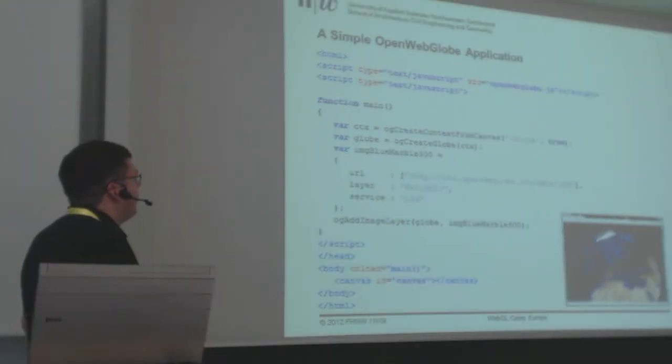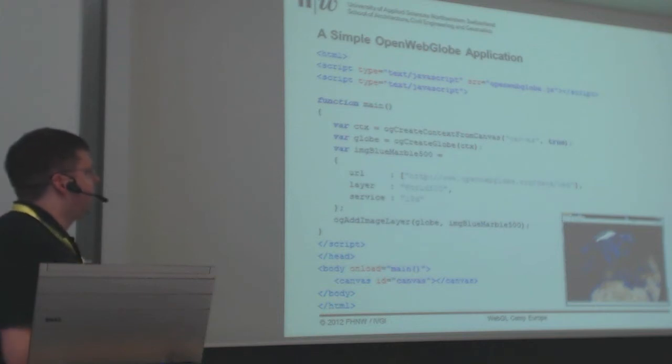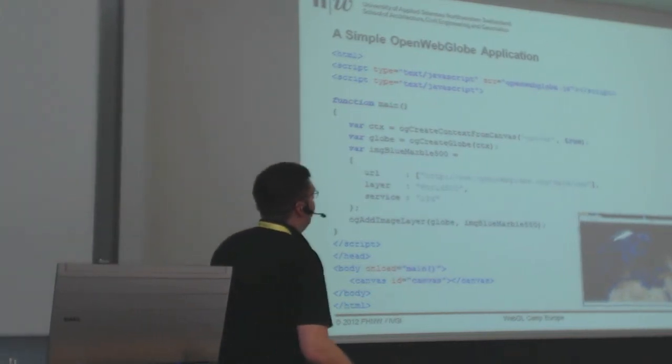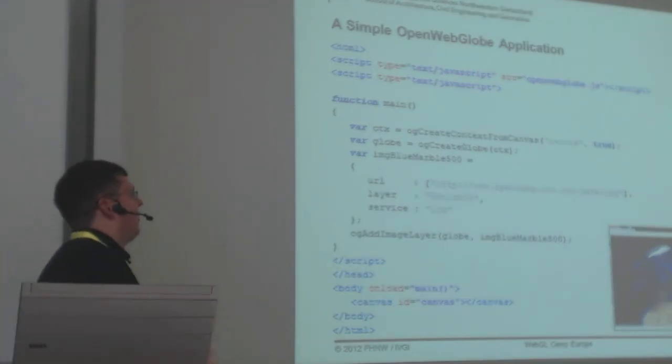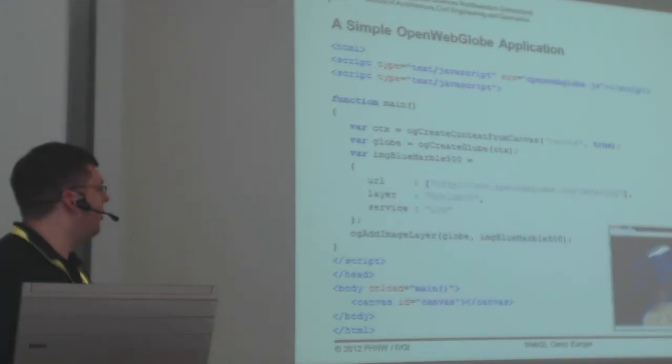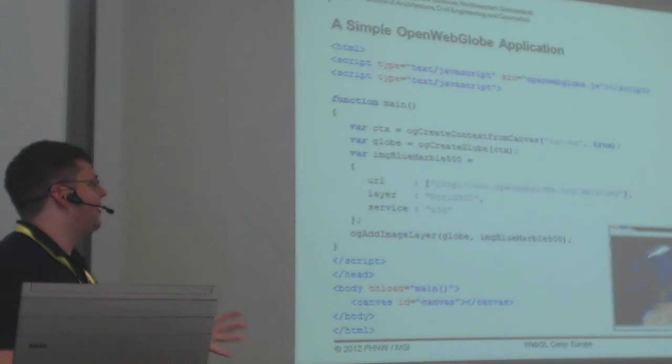All you have to do, I hope you're a bit familiar with that, is create a main function, and then we have a lot of helper functions. We have this OG create context from canvas, an initializing function which initializes the whole globe. And then you have the OG create globe function, which really creates the globe.